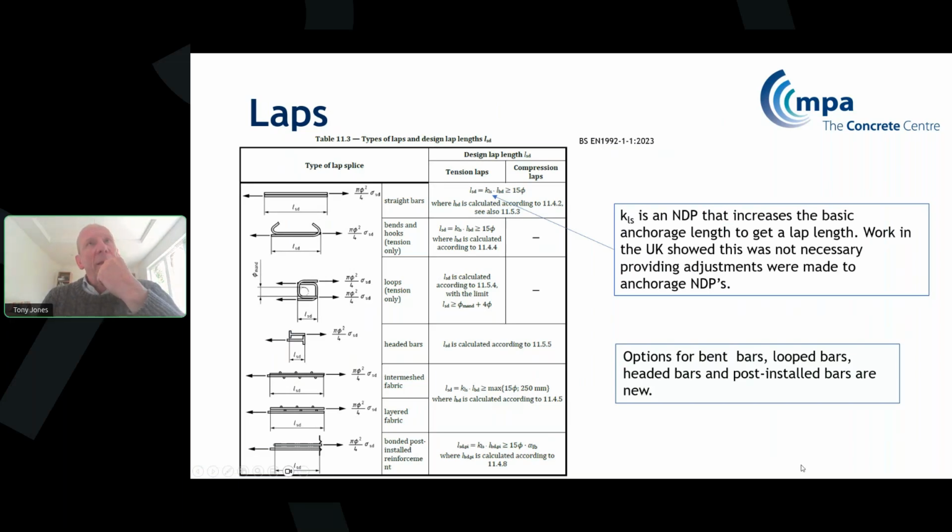I've just flagged there that there is a factor on the anchorage length to get a lap length. The UK National Annex has set that at 1 because other changes to the NDPs in the anchorage equation have been made, and we found that that was a better approach.